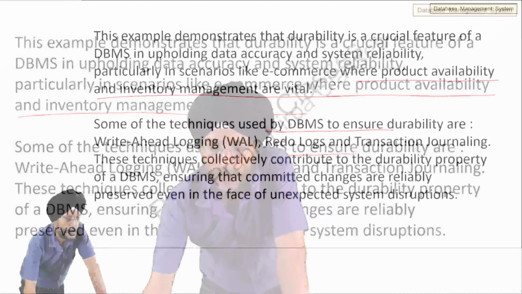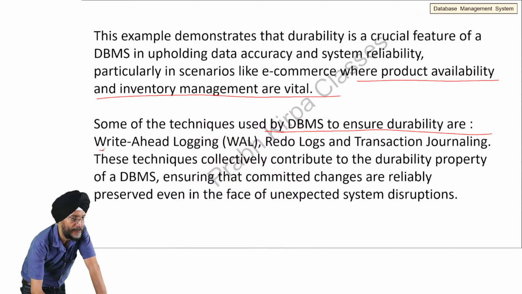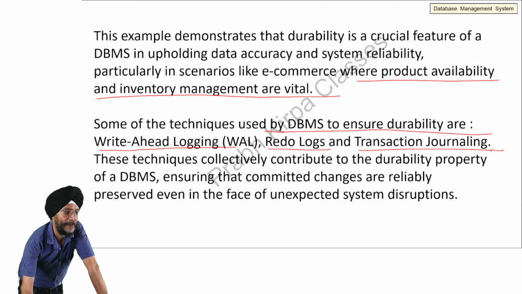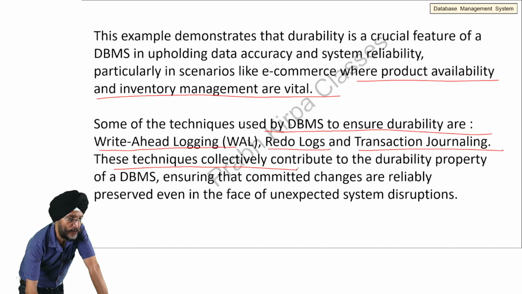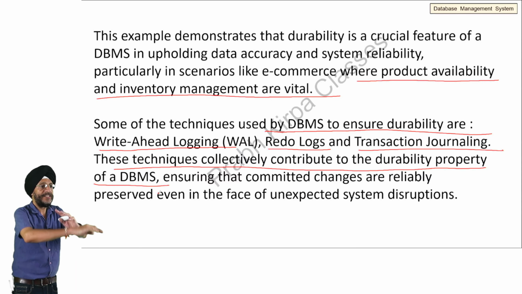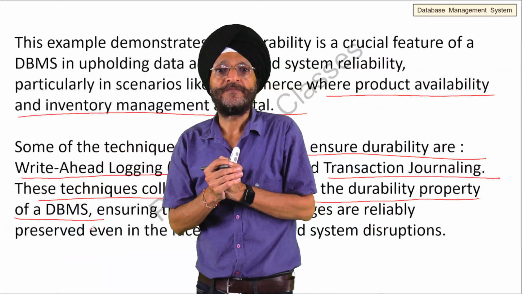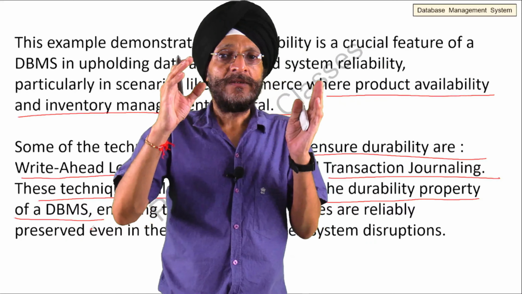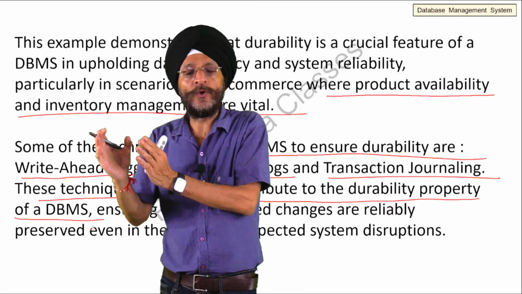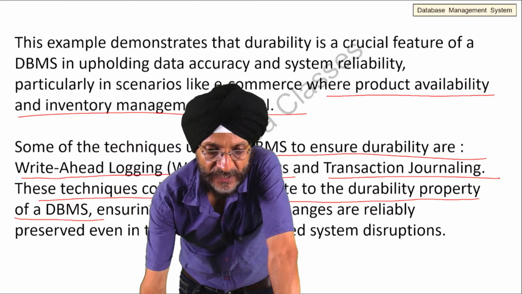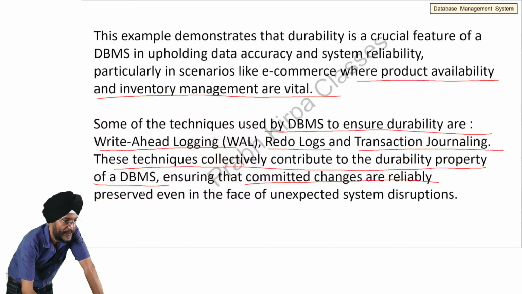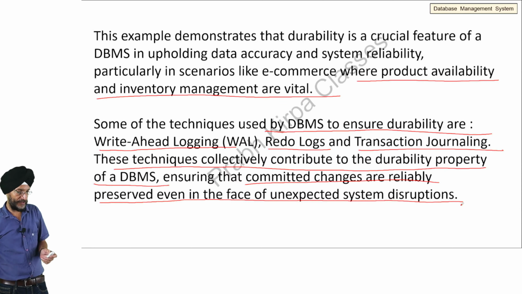Some of the techniques used by the DBMS to ensure durability are write ahead logging, redo logs, and transaction journaling. These techniques collectively contribute to the durability property of DBMS. That is, these techniques collectively play a role to ensure that the system properly shows the accurate items and that the committed changes are reliably preserved even in the face of unexpected system disruptions.